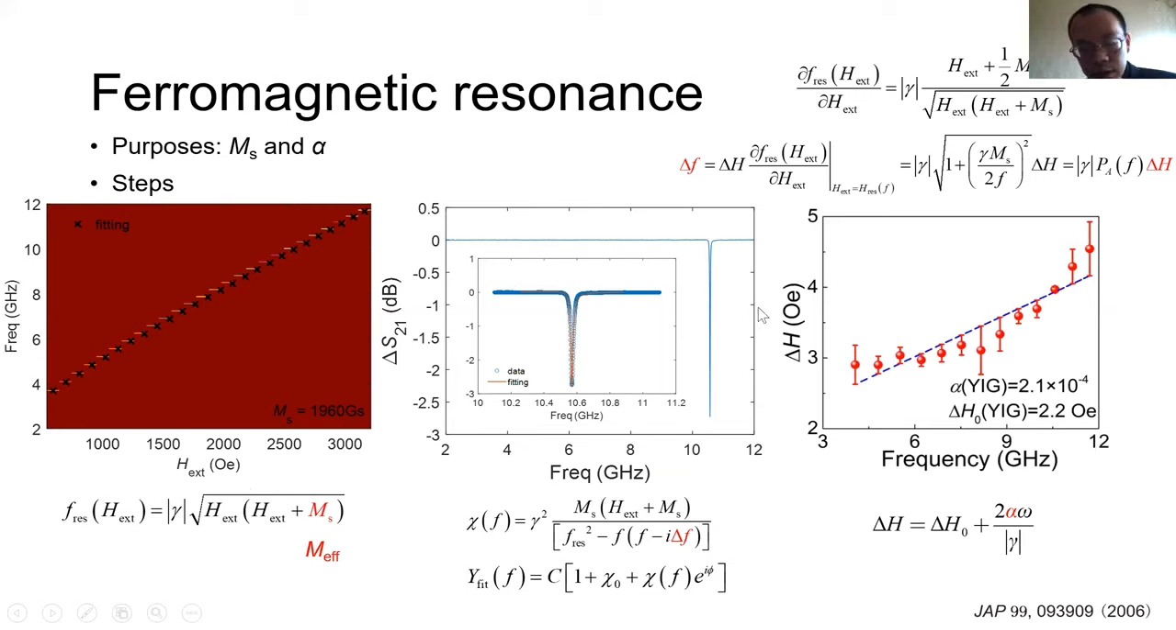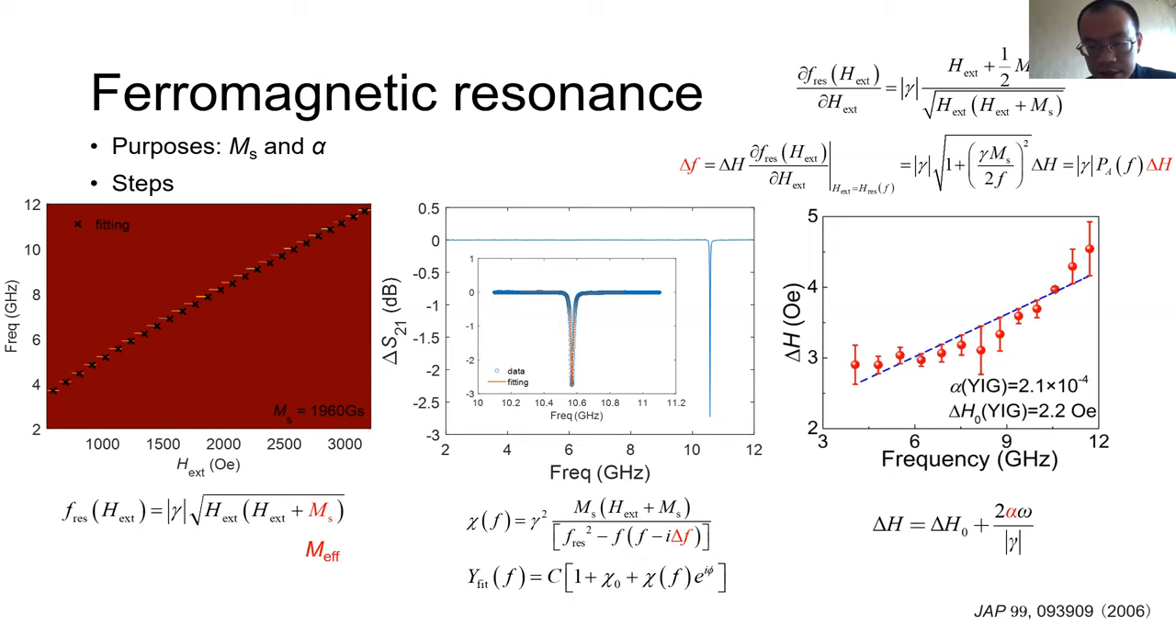So how can we deal with these data? We can refer to this paper. Here I want to point out that in the FMR experiments, the purpose is to figure out the saturation magnetization and the Gilbert damping alpha of our fabricated materials. We use Kittel's equation to do the fitting. However, this Kittel's equation is simplified here because what we fabricated is a magnetic film.